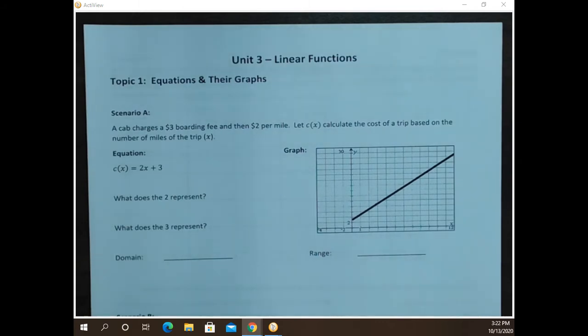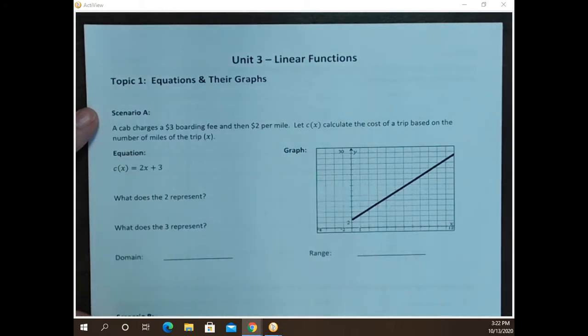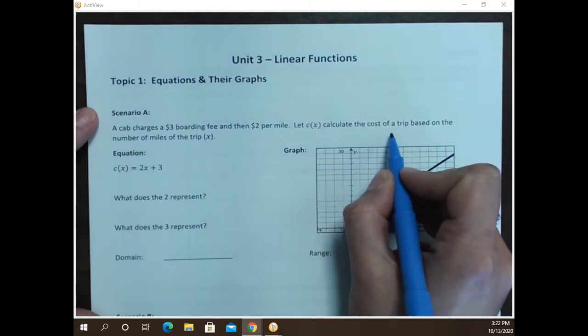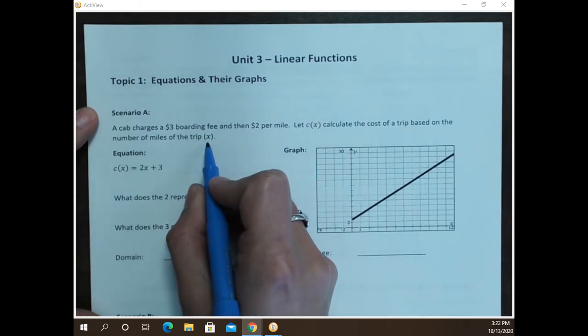So on the very first page of your Unit 3 packet, we're going to look at a couple problems that may look kind of familiar. I think on your review for Unit 2, we had a similar problem we're going to look at here for scenario A. So this says a cab charges a $3 boarding fee and then $2 per mile. Let our function calculate the cost of a trip based on the number of miles of the trip, and x would be our number of miles.